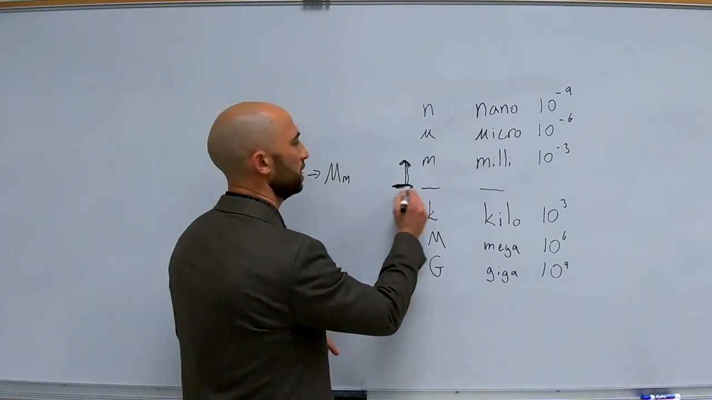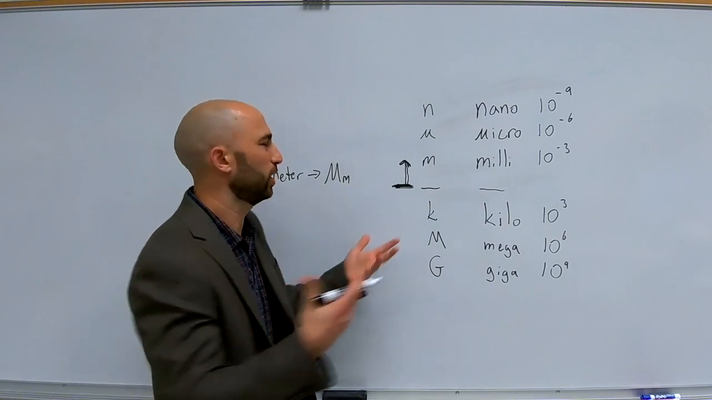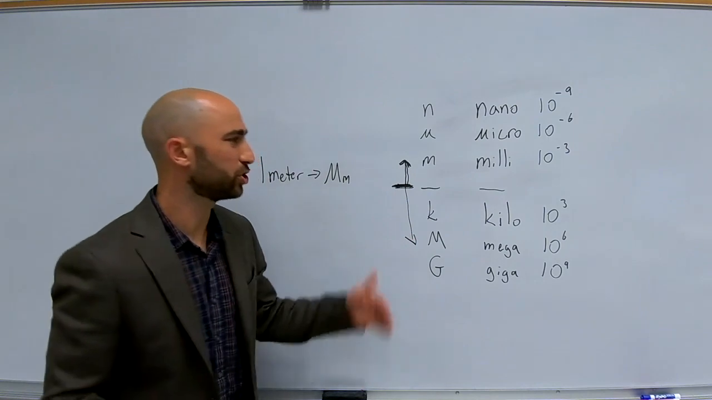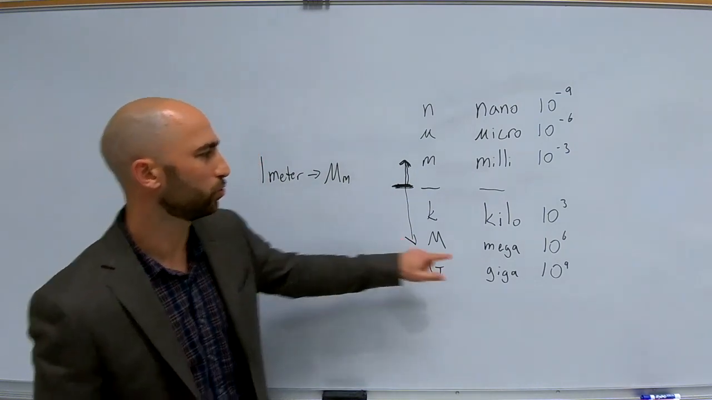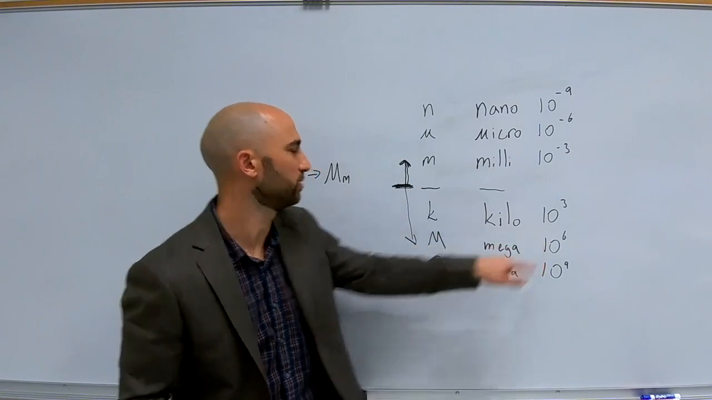You need to go from your base unit, which is in meters. It could be anything. It could be amps. It could be whatever you want. You go from your base unit to megameters. In this case, you're going down, right? Then you look at how many orders of magnitude you're going. You're going 6 orders of magnitude down.